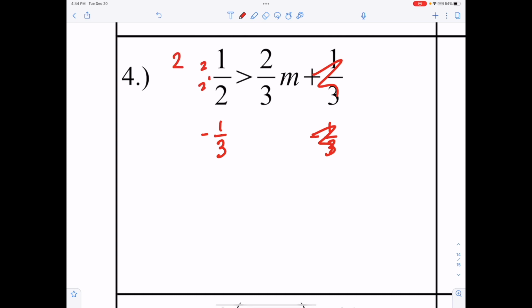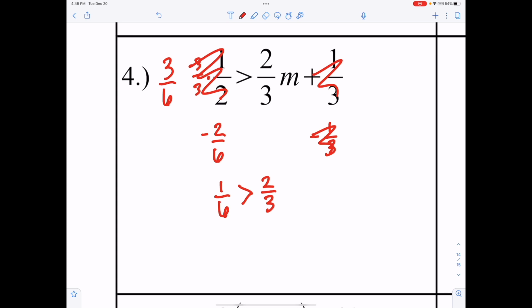So we end up with a 3 over 3 would be better. So we end up with a 3/6 minus a 1/3. And so let's go ahead and solve that instead. Instead of a minus a 1/3, think of it as a times 2 over 2, and we get negative 2/6. So I'm just making some equivalent fractions. So we have a 3/6 minus 2/6, and that puts us at 1/6 on this side is greater than 2/3 m.